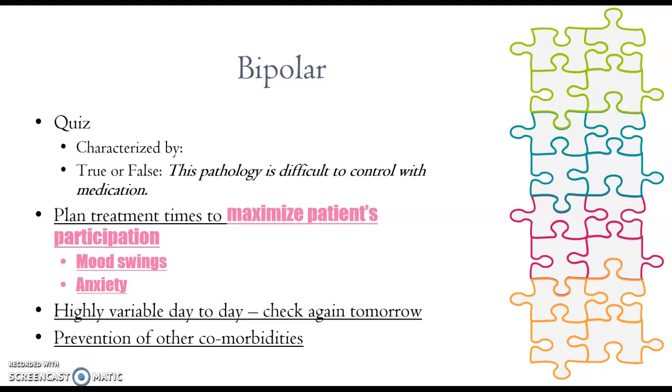Prevention of other comorbidities is really important for us. So that's one reason we might be seeing this patient, just to do physical activity and prevent any other pathology. Okay, that is it for module number 5, pathology flashcards.